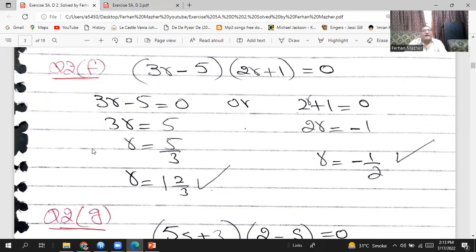So we will make the second bracket equals to 0. That is 2r plus 1 equals to 0. So 2r is equals to minus 1. So r will be equals to minus 1 by 2. So this is how you will do question number 2, F part. There are two solutions of that question. One solution is 1 whole 2 by 3. The other one is minus 1 by 2.